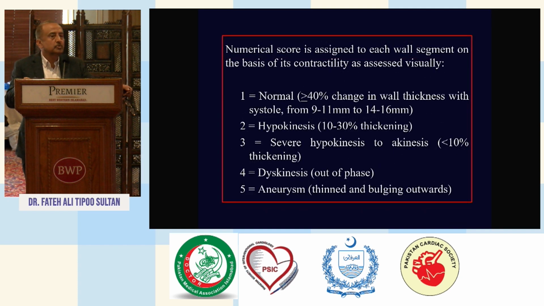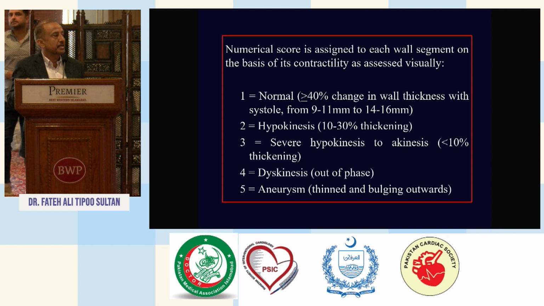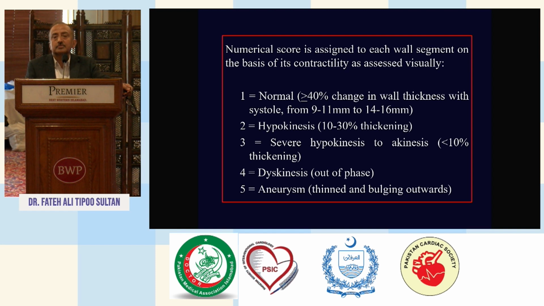And on this, you can visually see whether each segment is contracting properly and whether there is thickening of the myocardium. And if there is thickening which is more than 30%, then you would call it normal. But if there is thickening of 10 to 30%, then you would call it hypokinetic. If the thickening is less than 10%, then you would either call it severely hypokinetic, or maybe you can call it rather akinetic. So this dyskinetic area is out of phase, and the aneurysmal area, which is thinned and bulging both in systole as well as the diastole.